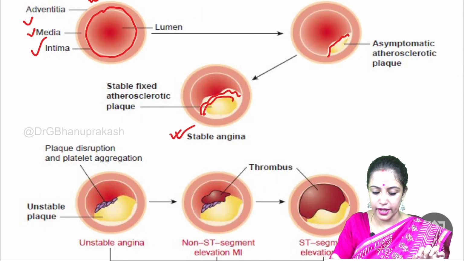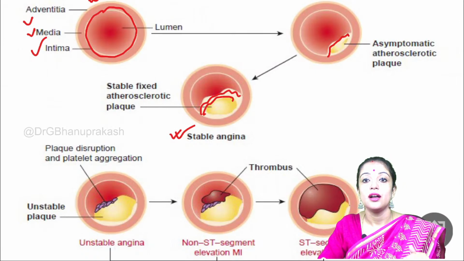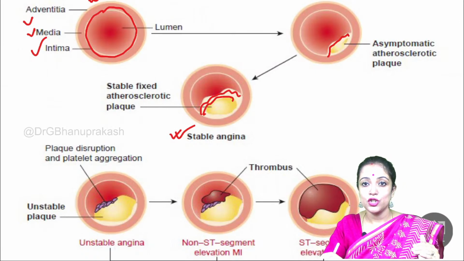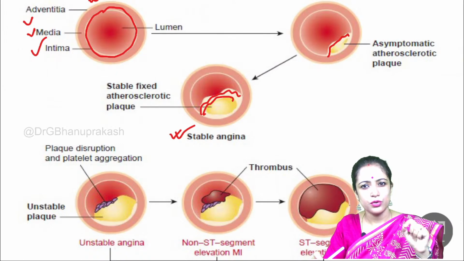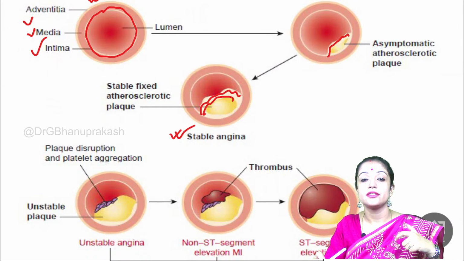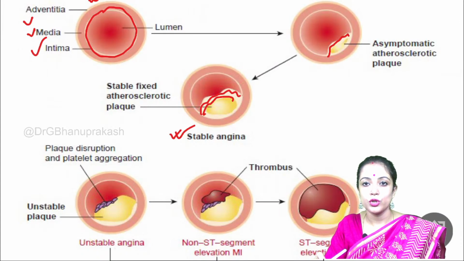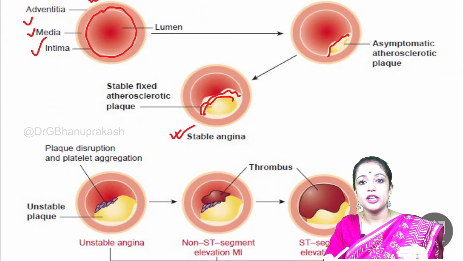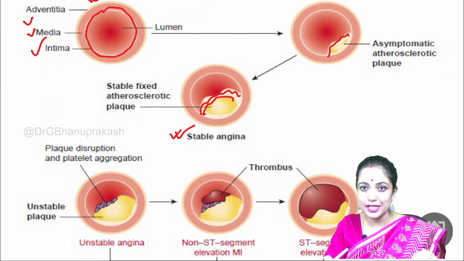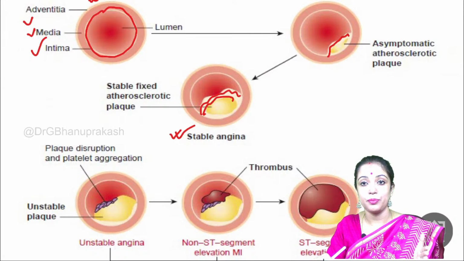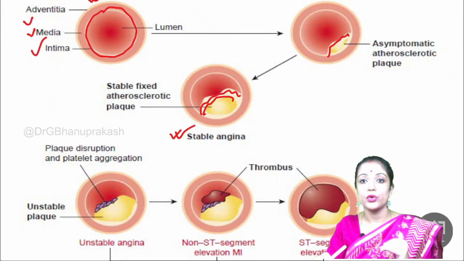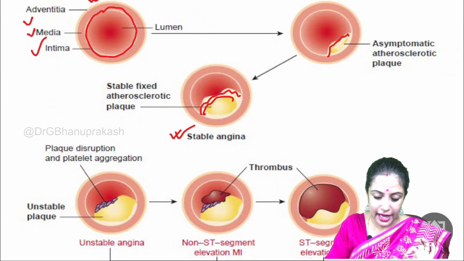to stable angina. Why stable angina? Because stable angina most of the time occurs after a certain amount of exertion or after a certain amount of emotional stress. And if the patient takes rest or takes nitroglycerin as medication, then the patient gets completely relieved. That is stable angina.